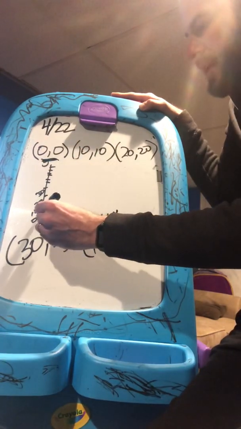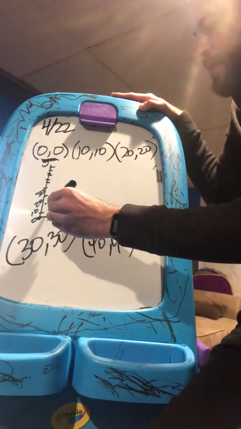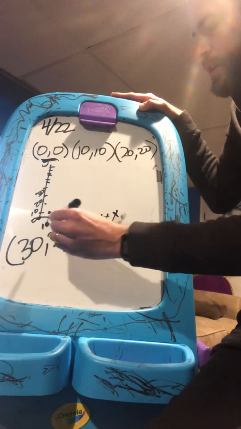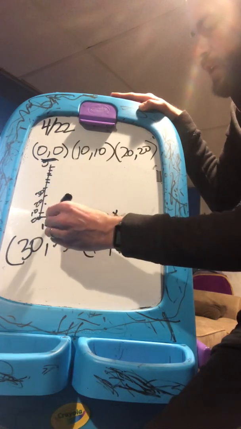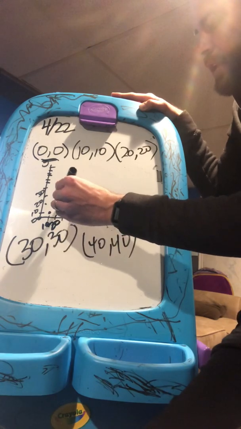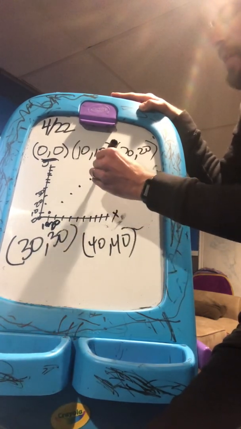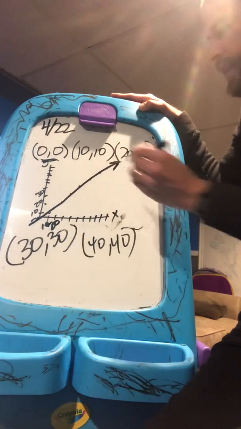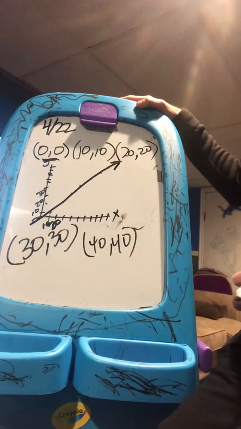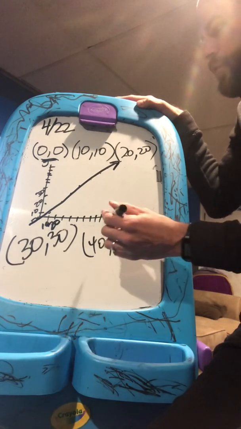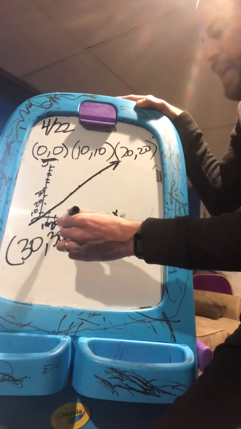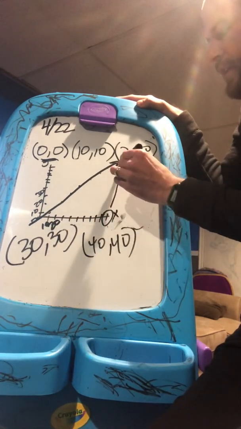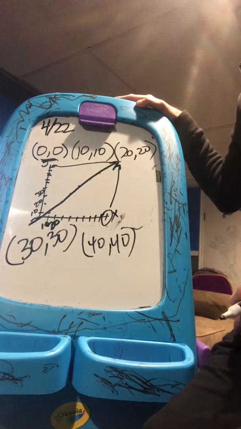So I could plot my actual points. At 0 minutes, nothing leaked. At 10 minutes, 10 milliliters leaked. At 20, 20 did. 30, 30, 40. And then I could connect them with a straight line, straight edge, like a ruler, and I could even predict the future now at a constant rate. At 100 minutes, it's going to be 100 if I wanted to.